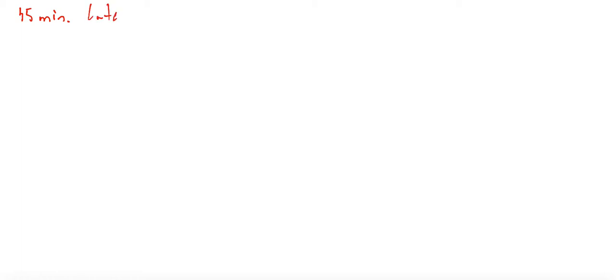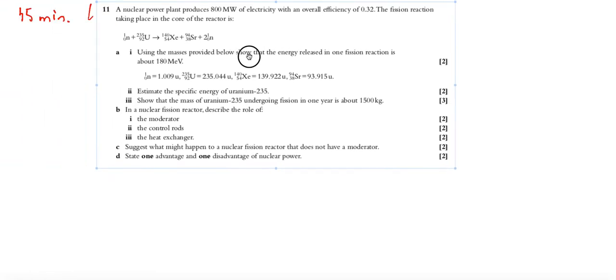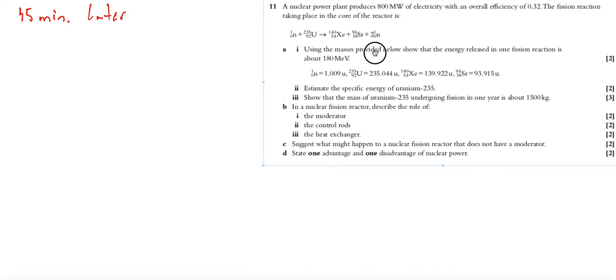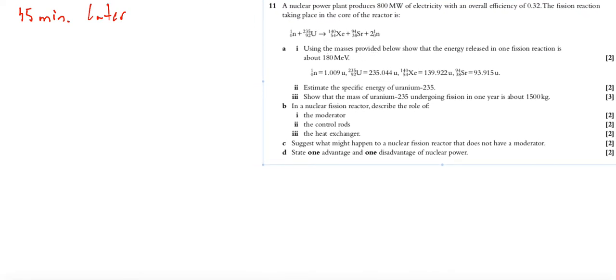Okay, so let's do exercise number 11. I have a text here, it will be a little bit easier for me. Unfortunately, I don't have a calculator, so I will be working without a calculator, and eventually I will turn on the built-in calculator. Okay, exercise number 11A1: nuclear power plant, 800 megawatts, efficiency 0.32, a nuclear fission reaction is given.